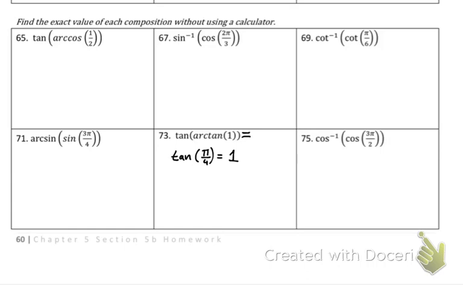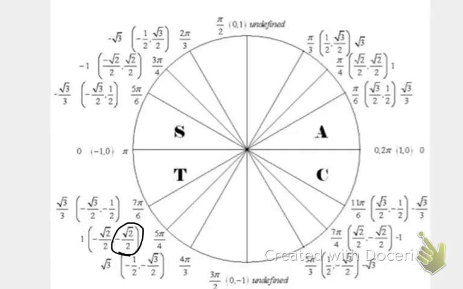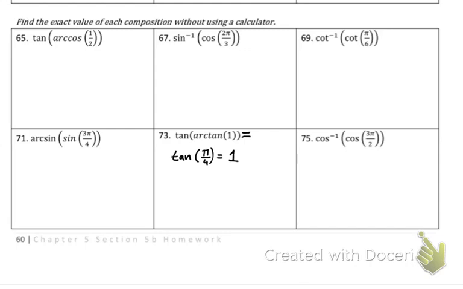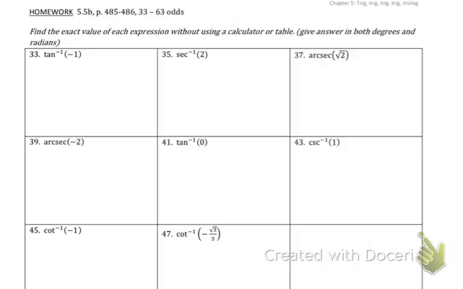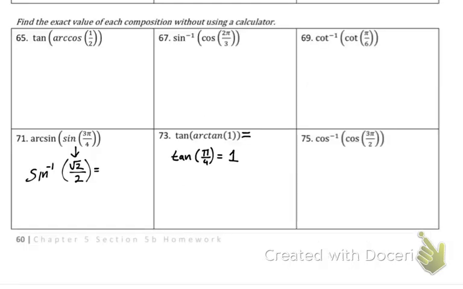So the first thing I'm going to do is find the sine of 3 pi over 4. The sine of 3 pi over 4 is square root of 2 over 2. Then we find the arcsine, or sine inverse, of square root of 2 over 2. But that's going to bring us to a brand new angle. It's going to bring us to pi over 4. So this answer is pi over 4.